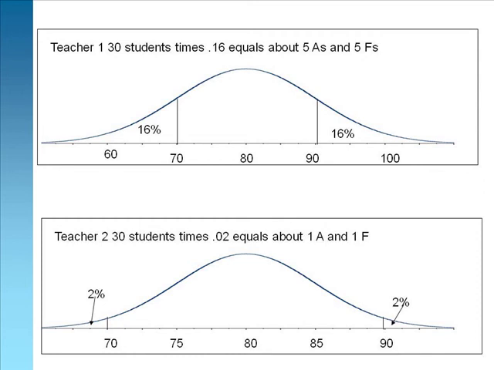By using the mean and standard deviation and the symmetric properties of the normal curve, we can see that teacher 1 has 16% of the grades in both the A and F category, 1 standard deviation from the mean. So teacher 1 gave 5 A's and 5 F's. Teacher 2 had only 2% of the grades in the A or F category, 2 standard deviations from the mean, and so gave only 1 F, but also only 1 A.